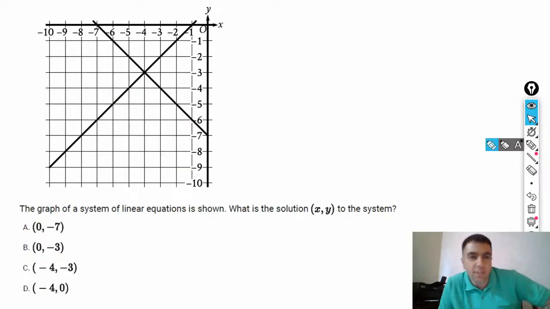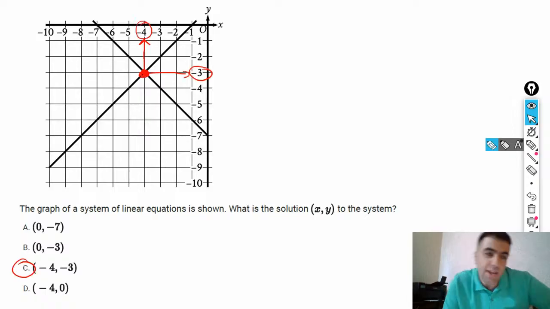Let's continue with the other question. The graph of a system of linear equations is shown. What's the solution x, y to the system? Yeah, Turan, you are right. Solution means intersection point, right? Yeah, Mr. Sahib, you are right. The solution means intersection point, and that is the correct answer.